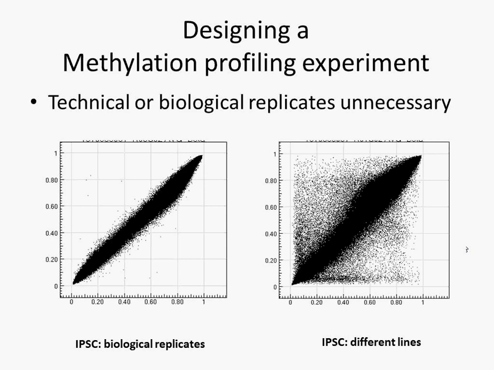I'll illustrate technical and biological replicates are usually unnecessary. If you look at the level of reproducibility of biological replicates, it's really tight when you try to compare methylation profiles between different lines of an iPSC, where there's going to be a lot of difference. Because here the effects are quite large, biological replicates are not really recommended, compared to mRNA-seq and microRNA-seq, where the differences between the lines are going to be a lot tighter.